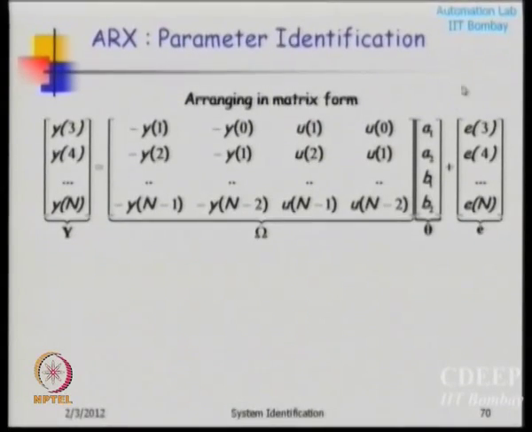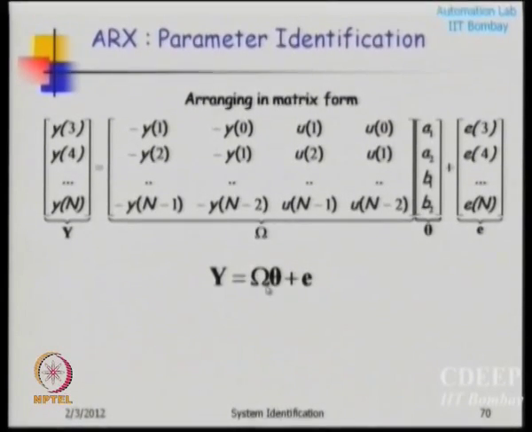So I have these four unknowns, A1, A2, A3, A4. I have these additional unknowns, E3 to EN, and all of them have to be determined. I am going to write this as one matrix equation: matrix Y is equal to this omega matrix times theta plus E. E is the vector of all errors.